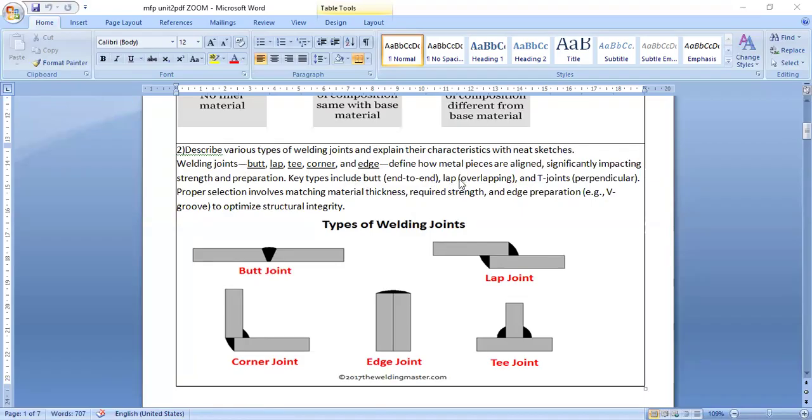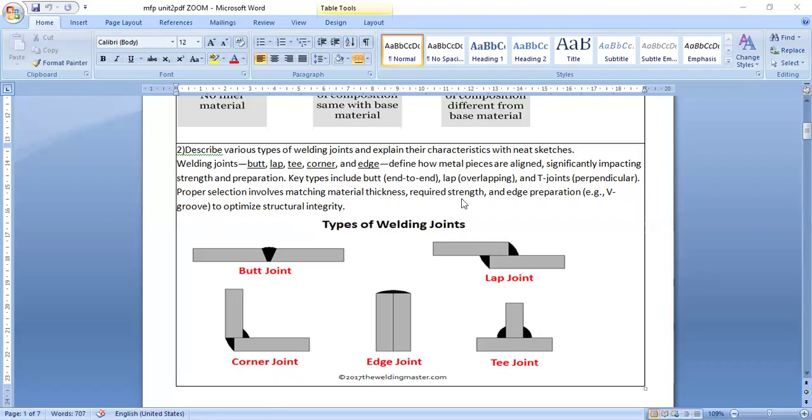These define how the metal pieces are aligned, significantly impacting strength, depending on their strength and preparation. Butt means end to end: the end of one workpiece is brought to the end of the other. Lap means overlapping. T joints mean perpendicular joints. Proper selection involves matching material thicknesses, so the thickness should be the same.